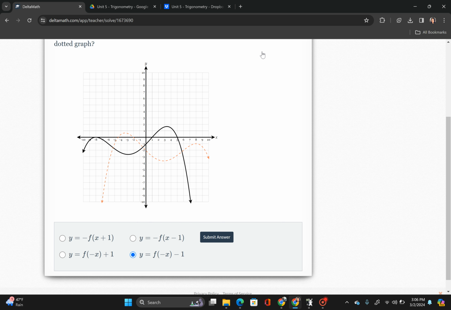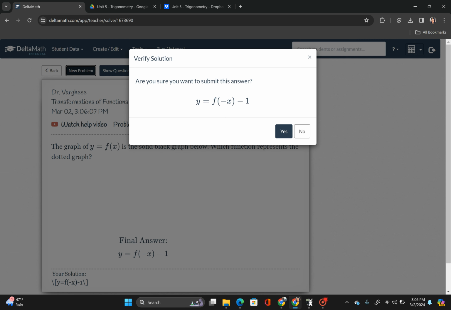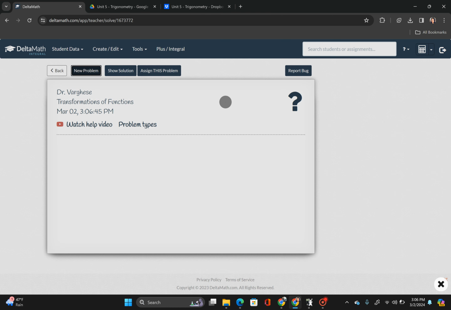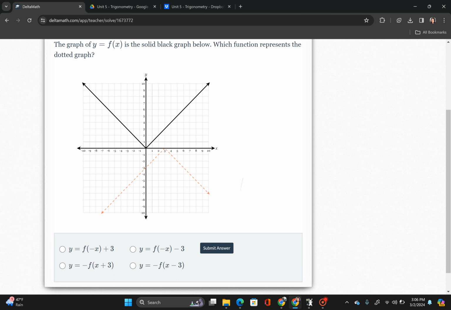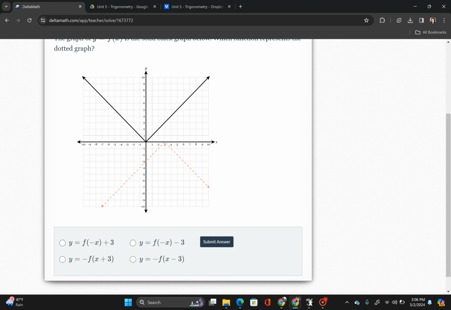Okay, let's go ahead and do one more just to get you solid on this. Automatically, I see it's reflected over the x-axis, which means the negative sign is going to be on the outside. It's going to be either one of those two. And it's getting shifted to the right 3, which means it's going to be x minus 3. Okay. All right. So try a couple of these problems. Let me know if you need help.